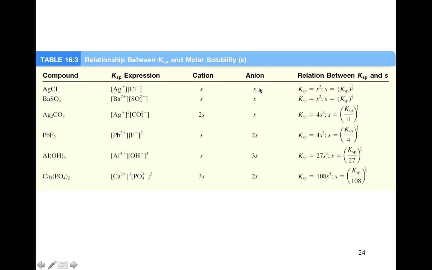Okay, so here shows you some ratios for our KSP when we have coefficients that are becoming superscripts, and then how that affects our anion and cation, and how that changes our KSP.